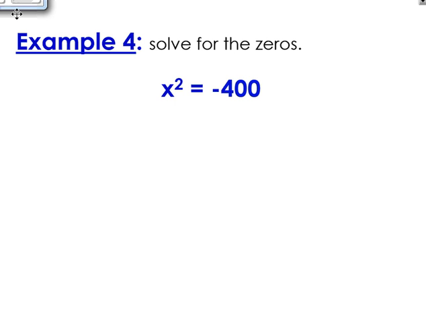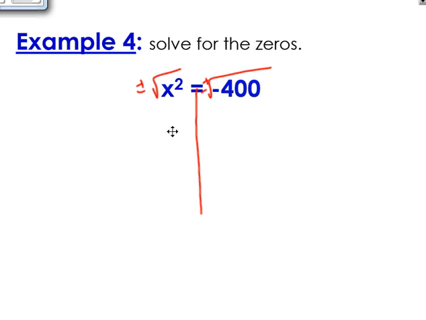Here's a couple more difficult examples if you're struggling in class today. So when you're solving for zeros, let's say I was going to solve this one. I'm trying to get x by itself again. I'm looking for the solutions, and I'm just solving for x. So in order to undo square, you're going to do plus or minus the square root.